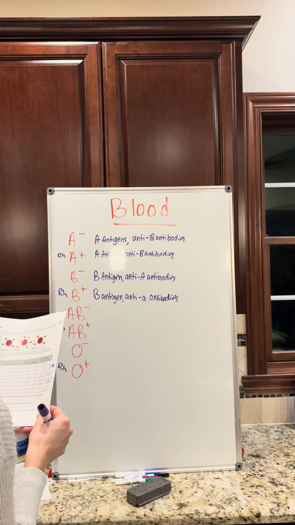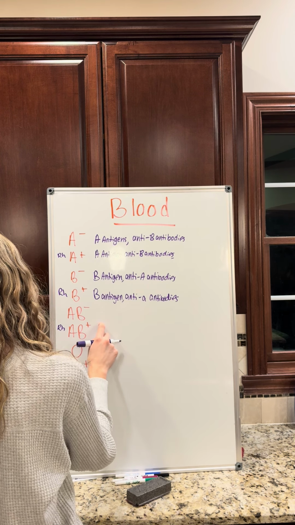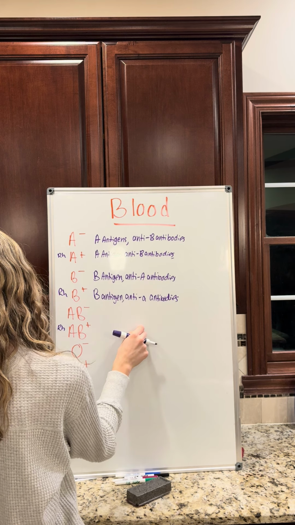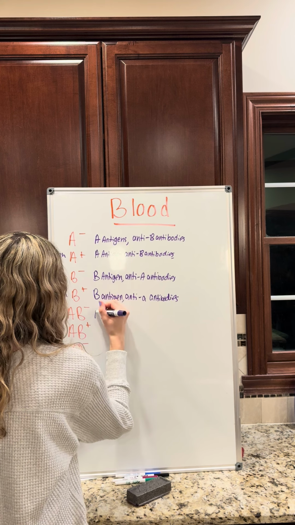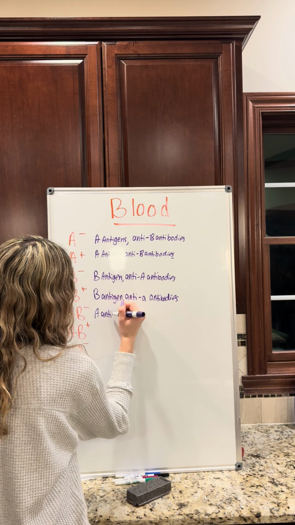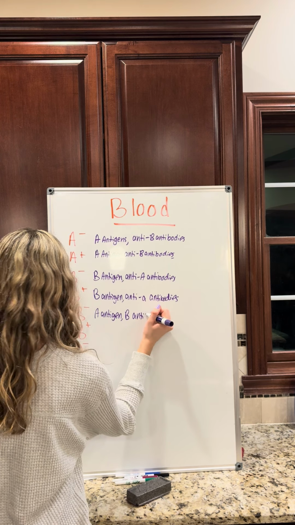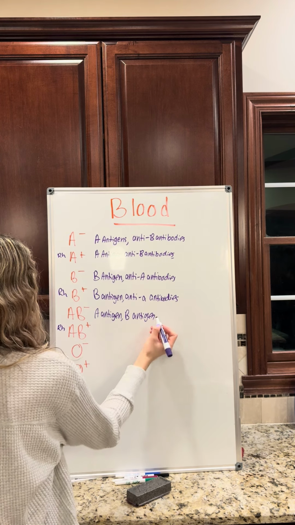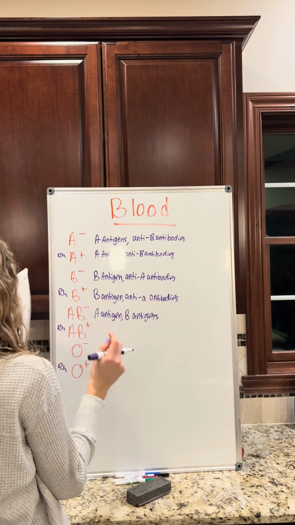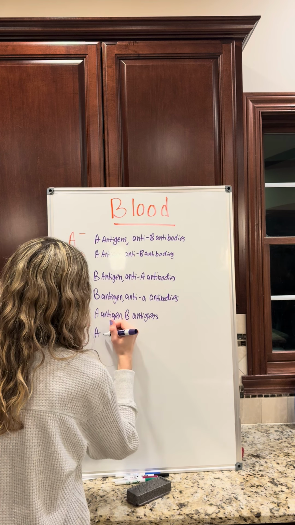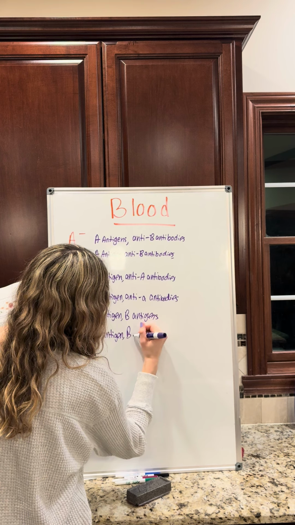And then for your AB, you're going to have the A antigens and the B antigens. You don't have any type of antibodies in this one. And so the only difference between these two, like all of them, the plus and minus just means the RH. So in this, you're going to have the A antigens and the B antigens.